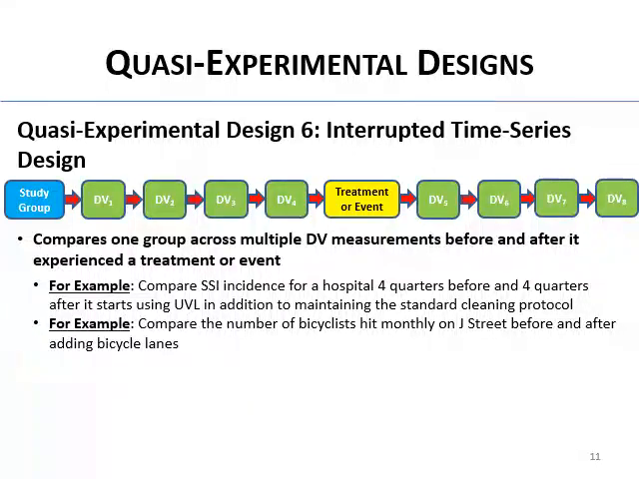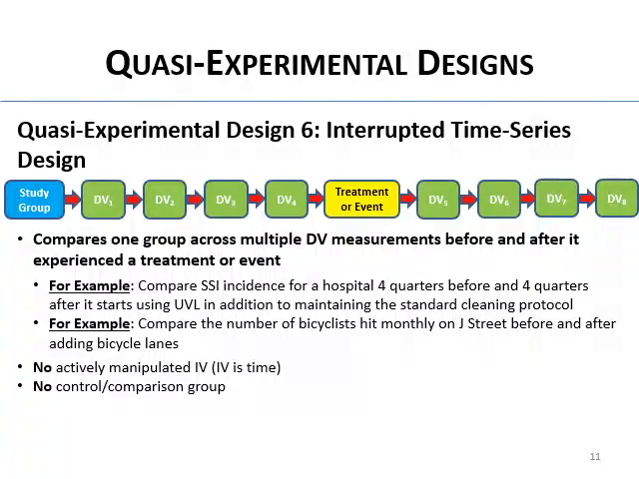And so what's the flaw in this design? Well, you don't know, again, if you see a change afterwards, was it really due to the event or was it due to historical other things that happened, seasons changed, whatever it happened to be, for example. So there is no actively manipulated IV. Again, the IV here is just time. There's no control or comparison group.